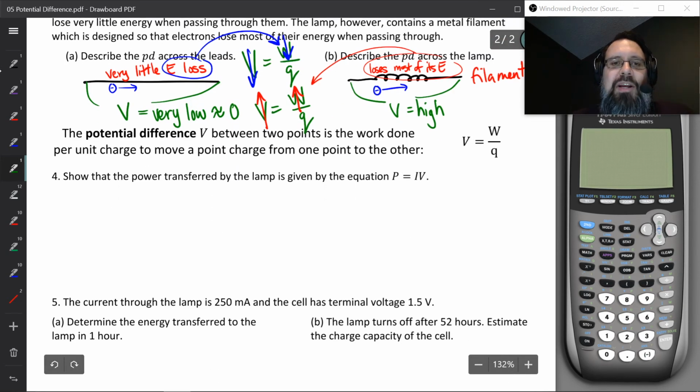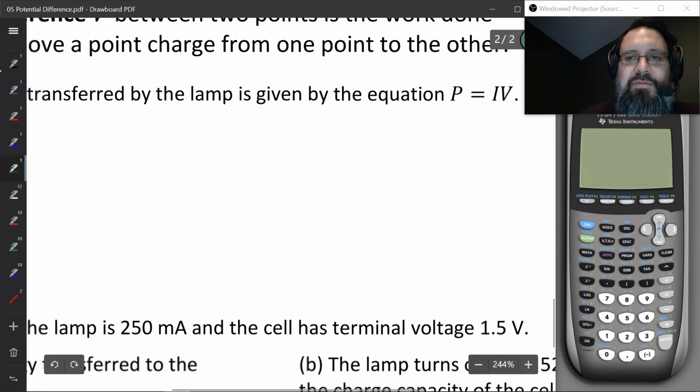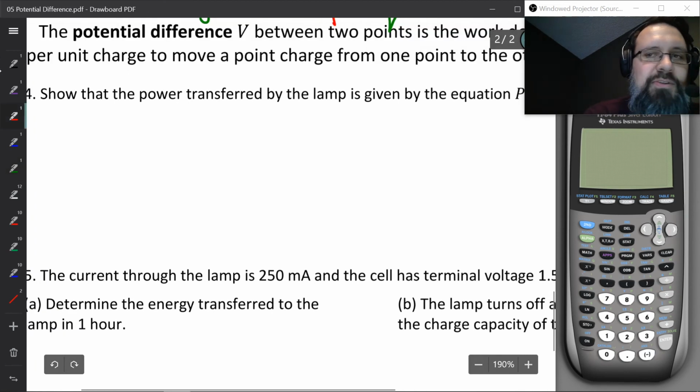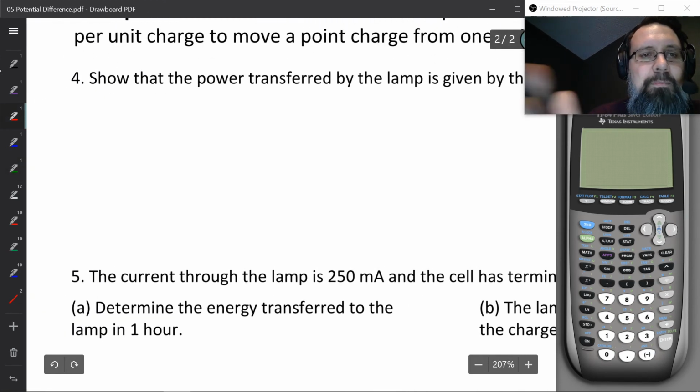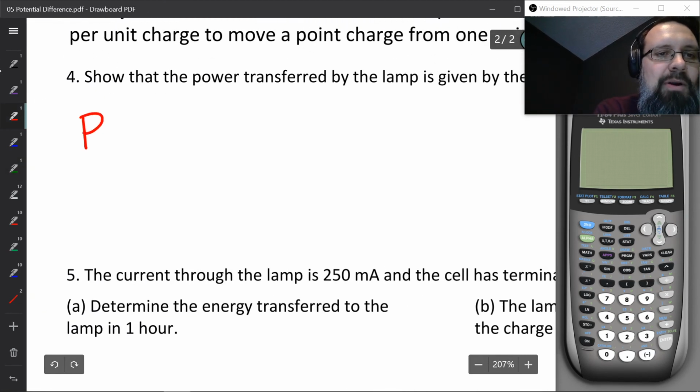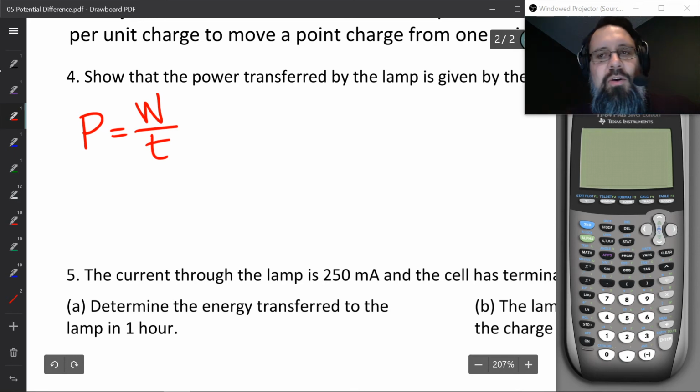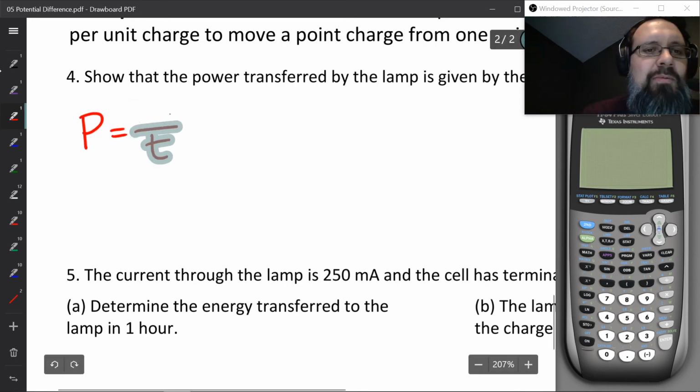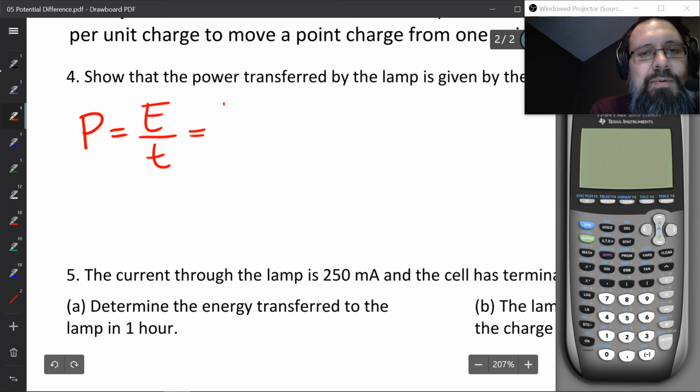Show that the power transferred by the lamp is given by the equation P equals IV. You might remember this equation from 9th grade. It was one of our circuits equations. Okay, so check this out. Power is the work done per time. So power is work over time, or energy over time. I'll write it as E over T, since that's the basic definition. But we'll say it's the work transferred per time.